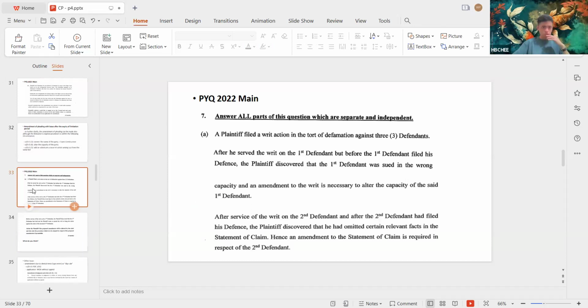No, actually it talks about rule 5 only, purely on rule 5. You are going to amend the statement of claim, and sorry, file the writ. He wants to amend the what? He wants to amend the writ and the defense. You want to amend the pleadings, so actually it's on Order 20 rule 5. So essentially it is talking about the amendment of the pleadings. So you see the first amendment, after the service of the defense, the plaintiff discovered that the first defendant was sued in the wrong capacity, and amends the writ to alter the capacity of the said first defendant. This is what Rule 5 sub 4 talks about.